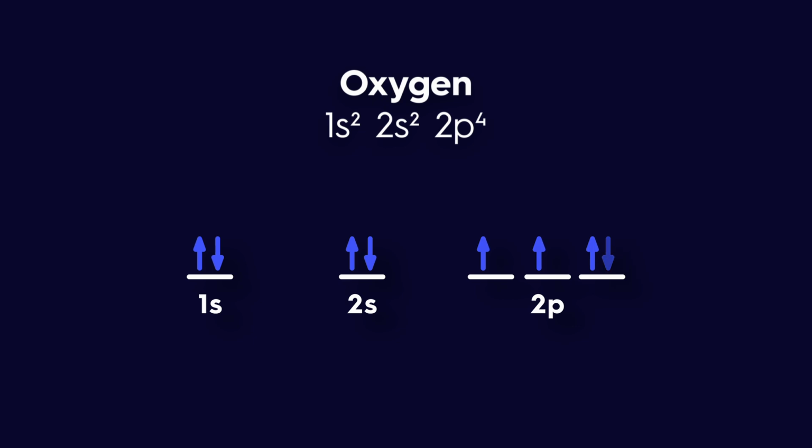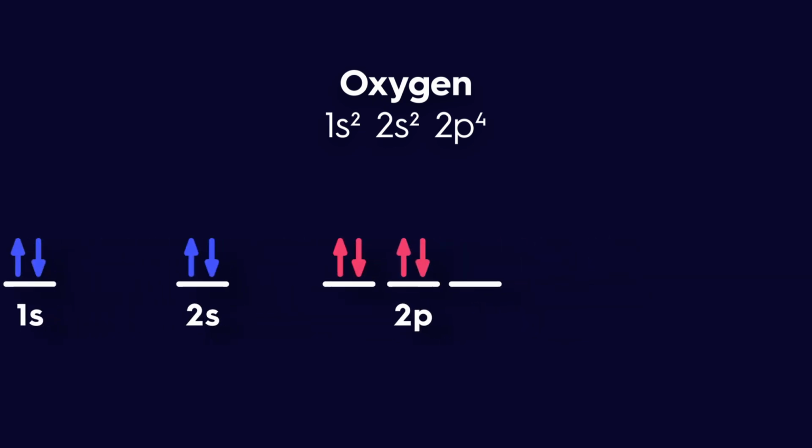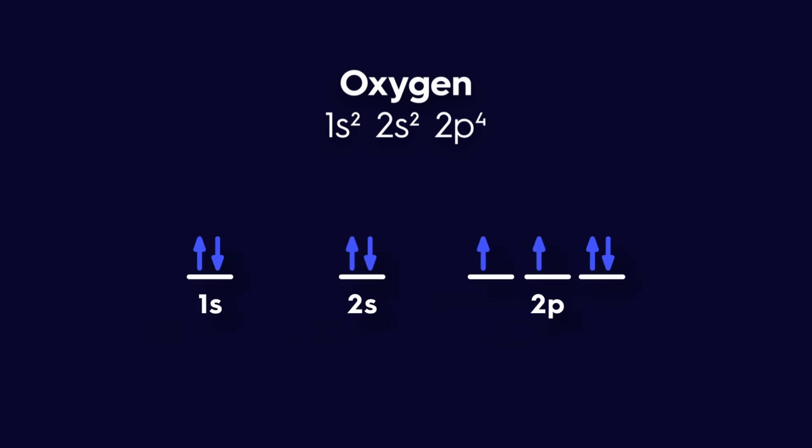A common mistake here is pairing too early in p or d sets. Hund's rule reminds us to maximize unpaired, parallel spins before pairing them up.